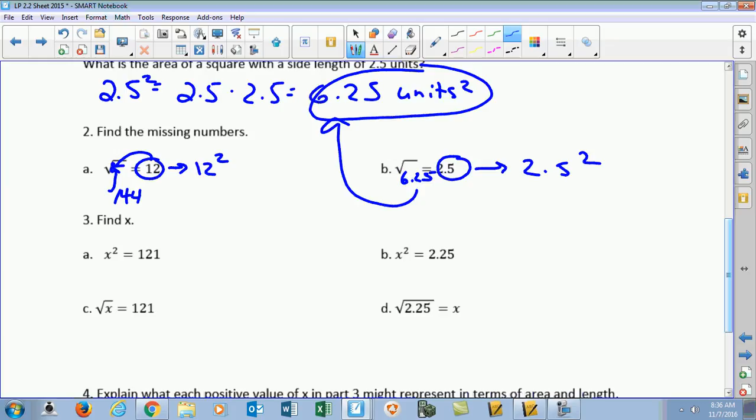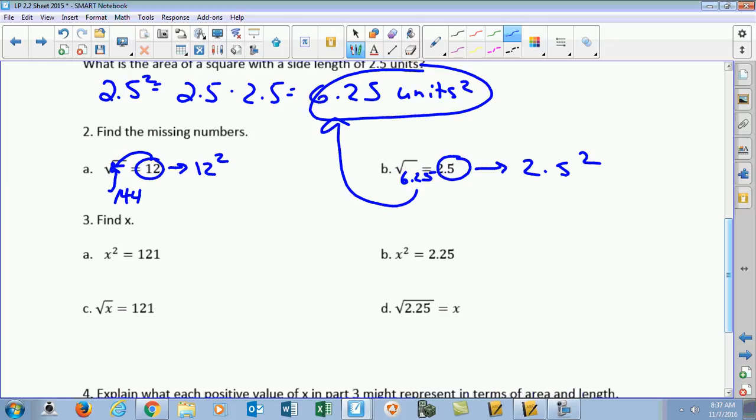All right, so now let's think of it as a little bit backwards. Find x. So x squared, some number squared, gives you 121. You gotta go back to your multiplication tables now. So 121 is the root of what? What times what? Stephen? 11. Right? 11 times 11.